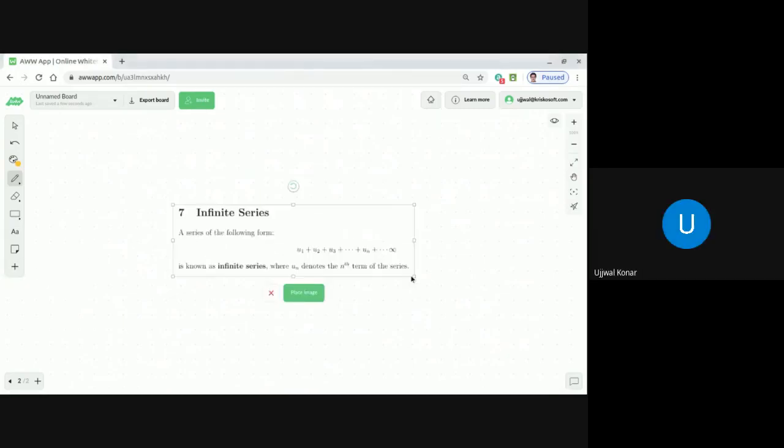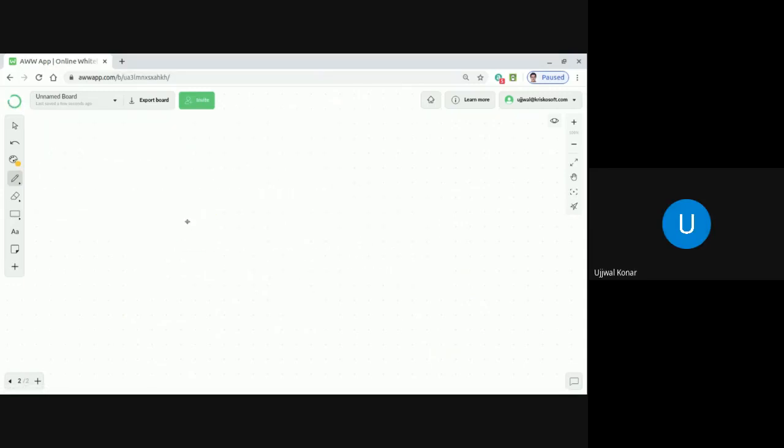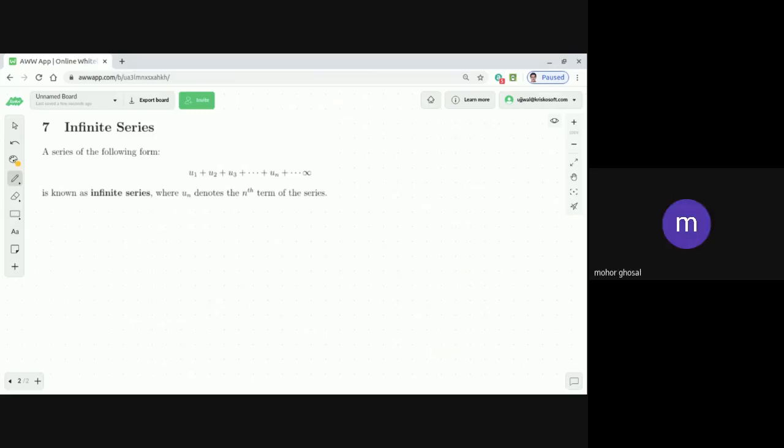So what is an infinite series? A series of the following form, u1 plus u2 plus u3 up to un and up to infinity, is known as an infinite series, where un denotes the nth term of the series. Correct, dear students? Now I just want to touch base with the infinite geometric series. We already discussed this, but it is very, very important, so we should repeat it once, and you also take a note of it.